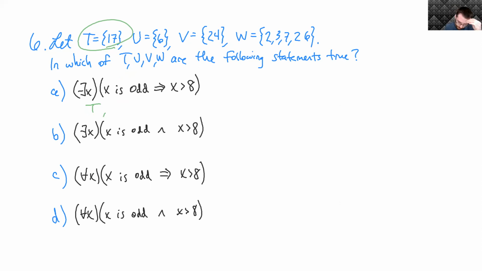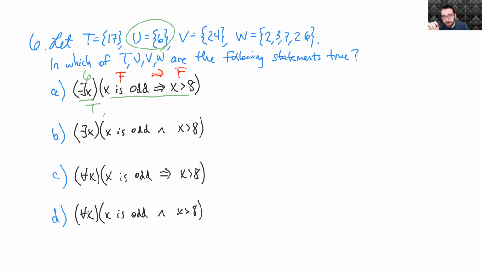How about the set U? You probably look at U and you're like, oh, there are no odd numbers, so it's going to fail. But let's go through it logically. There exists an X in the universe U such that this holds. First of all, there does exist an element X in U. 6 is in U. And then does 6 satisfy this implication? Well, 6 is not odd. And similarly, 6 is not greater than 8.